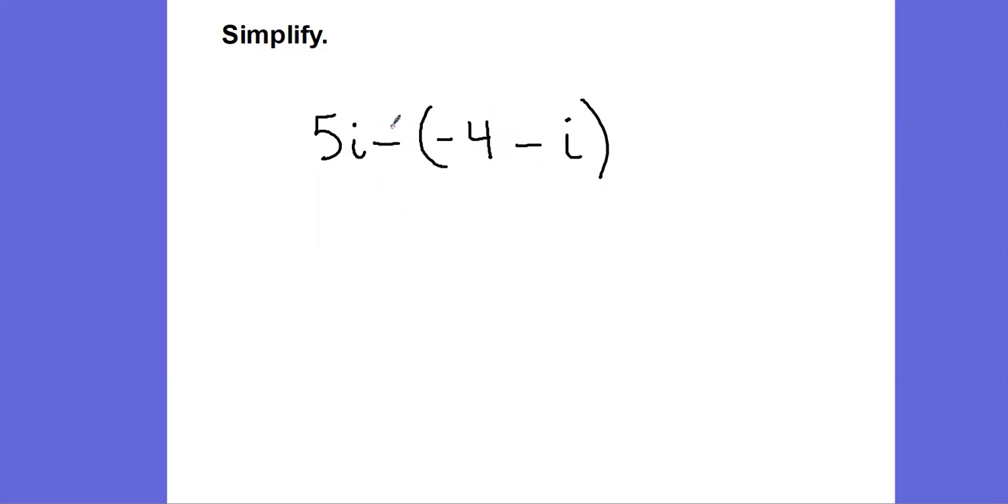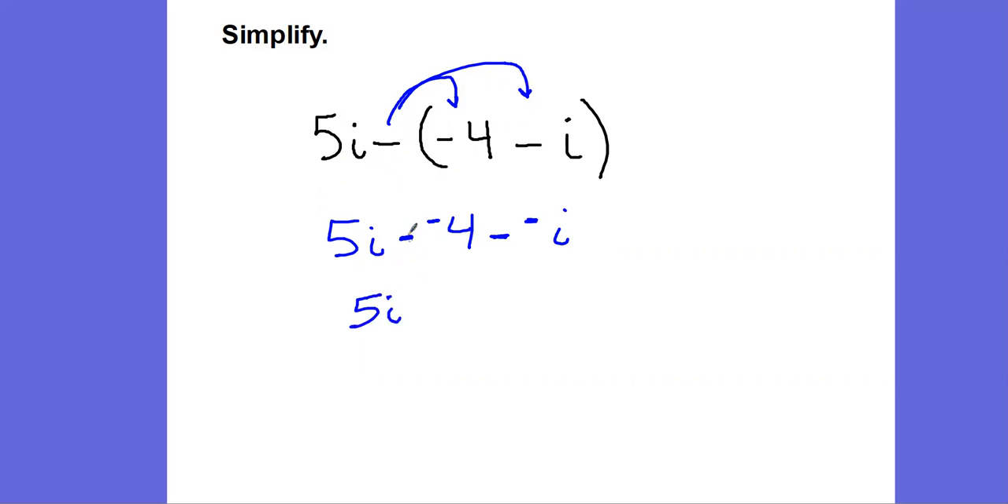So let's rewrite this. When I subtract a quantity, there's a couple ways to think of it. One way is to kind of distribute this negative. So I'm doing 5i minus -4, and I'm doing 5i minus -i. So I'm also subtracting -i. And when you subtract a negative, you can think of that as adding. So subtracting -4 is the same thing as adding 4. Subtracting -i is the same thing as adding i.